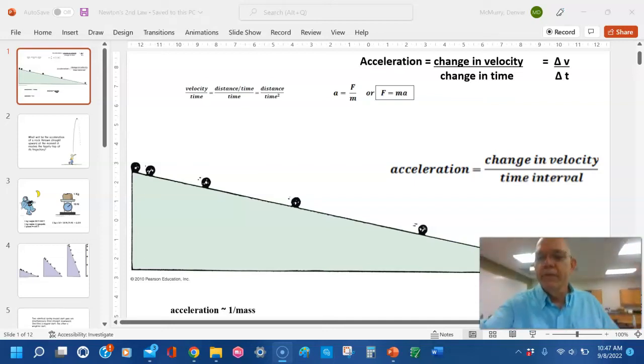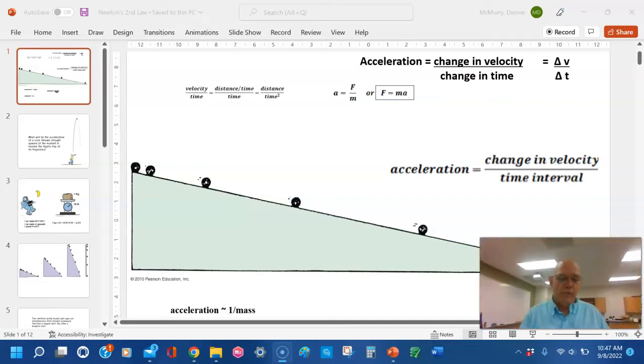All right, good afternoon. This is Mr. McMurray, and we are here for Chapter 3, Newton's second law of motion, dealing mostly with force and acceleration. A couple things. First of all, let's talk about Galileo again.